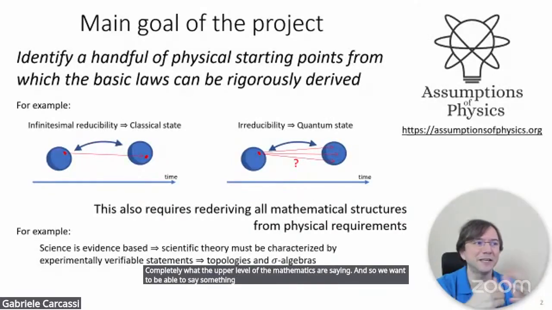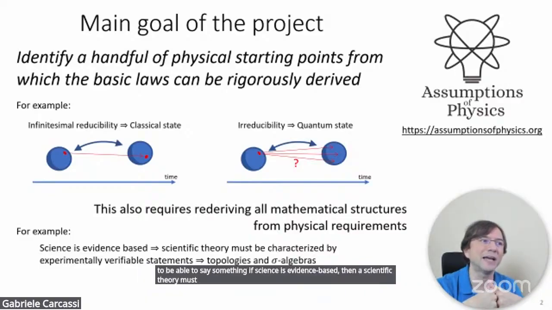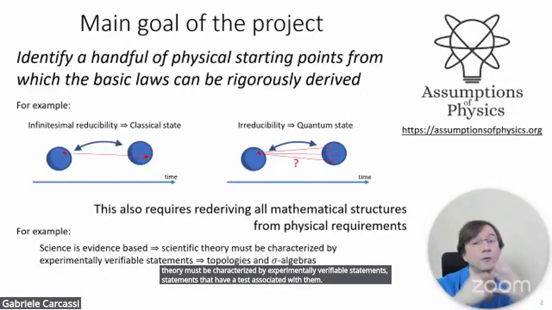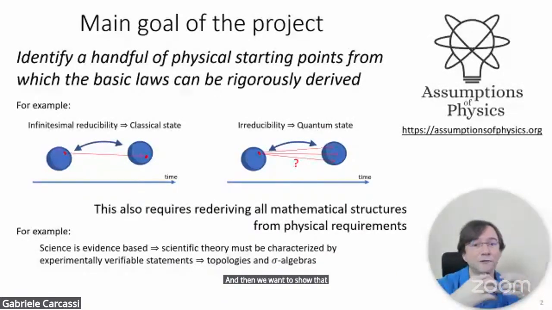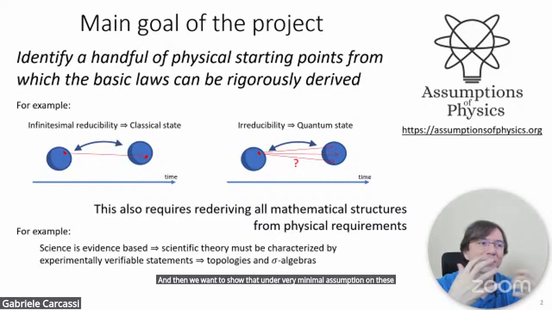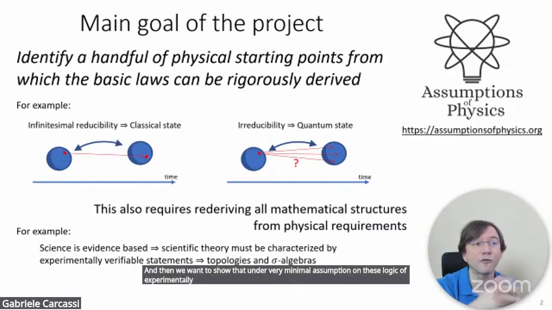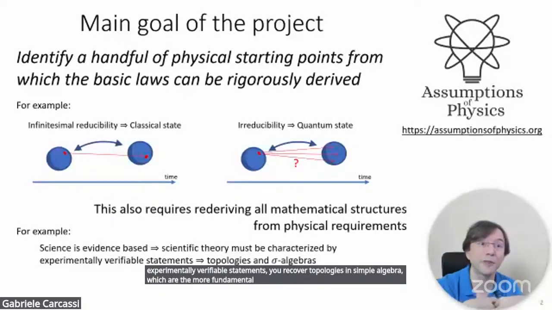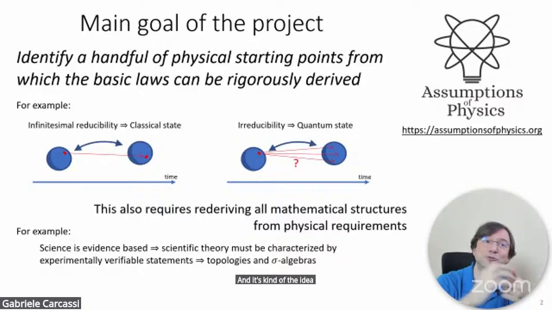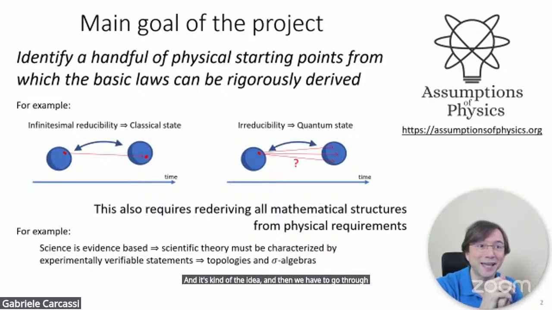If science is evidence-based, then a scientific theory must be characterized by experimentally verifiable statements that have a test associated with them. And then we want to show that under very minimal assumptions on the logic of experimentally verifiable statements, you recover topologies and sigma algebras, which are the more fundamental layer of the mathematics that we use in physics. So that's kind of the idea, and then we have to go through all the stack and do everything.